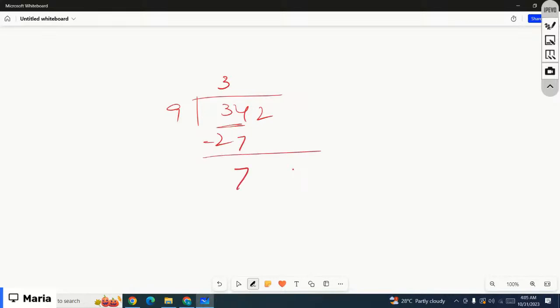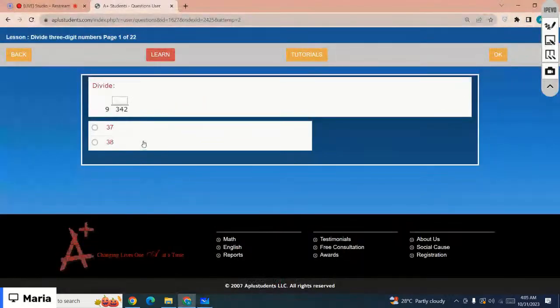9 times 3 is 27. 34 take away 27 is 7. Now you have 7. 7 is less than 9. So you need to bring the next digit down. You need to count the table of 9 until 72. So which is the correct option? The correct option is 9 times 8 is 72. That means 38 times 9 is 342. Option number B is the correct option. The correct option is 38.